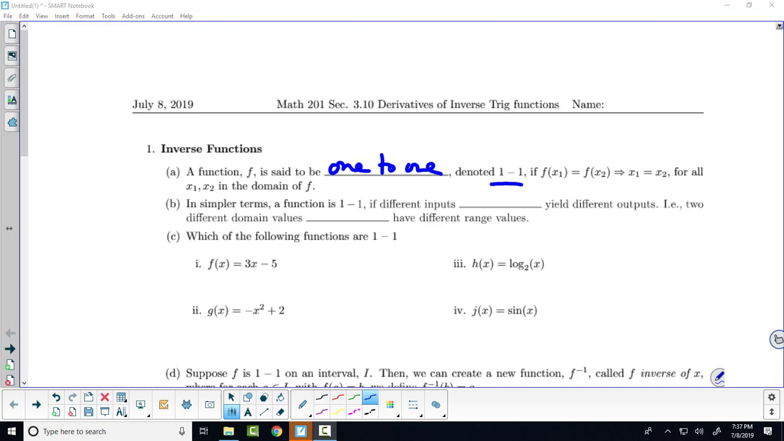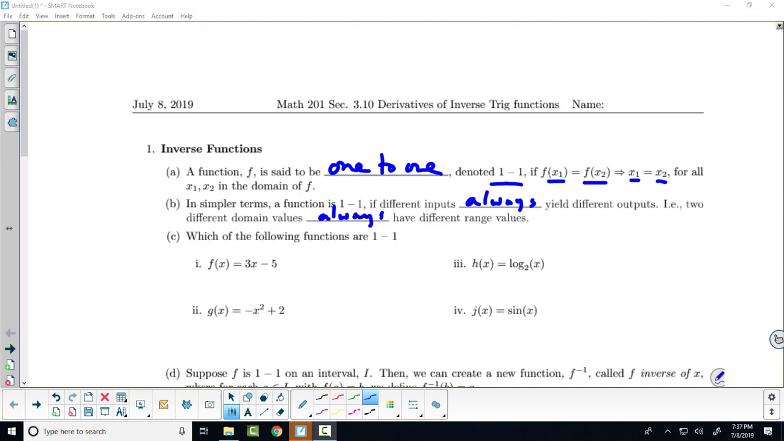So a function will be 1-to-1 if whenever f of x1 equals f of x2, that means x1 must have equaled x2. That's the correct definition for a 1-to-1 function, but it's a little bit hard to understand the implications of that. Let's put that in other terms. In simpler terms, a function is 1-to-1 if different inputs always yield different outputs, meaning different domain values always have different range values. That's an equivalent definition for 1-to-1.